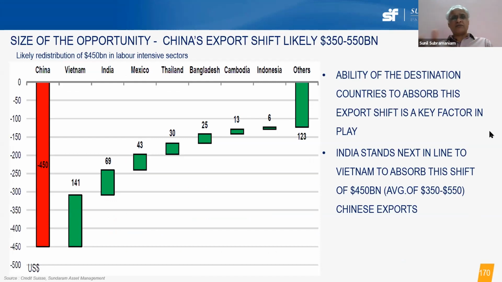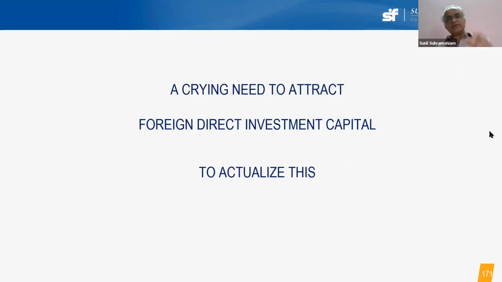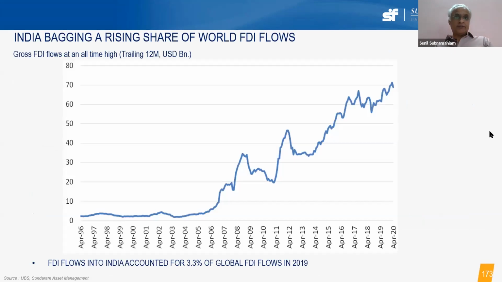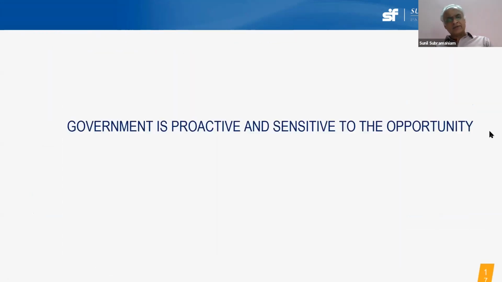China itself may shift something to Vietnam, about 140 billion. India can get about 70 billion as things stand, but the government's steps in terms of attracting foreign direct investment matter. As you know, India has been a darling of foreigners for FDI also, as this table shows you. So we have been rising to about 3.3% of world FDI flows, but we need to strengthen this, and the government is very proactive and sensitive to this.